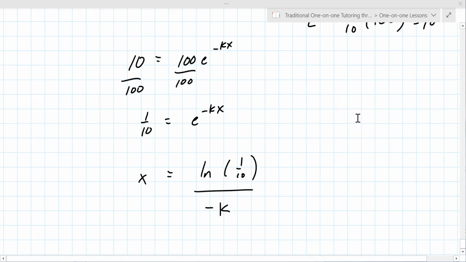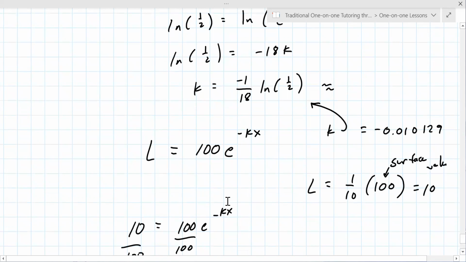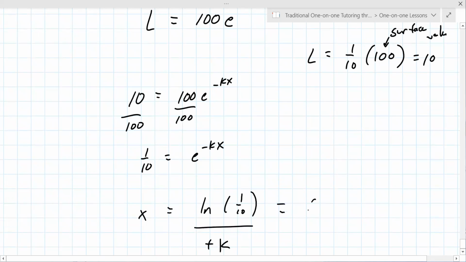I missed a negative somewhere. Anyway, oh, sorry, it's positive. So k ends up taking a sign here, so it's positive. Anyway, as a result, you get 227 feet when you do all that.